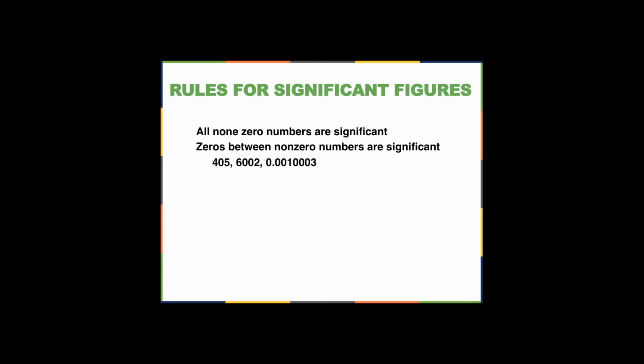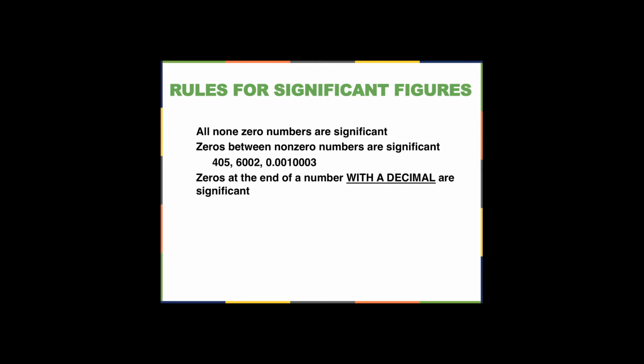The next example has both significant and non-significant zeros in it. The 3 zeros between 1 and 3 are significant because they are between 1 and 3. But the other zeros here are not. And so this number has 5 significant figures.